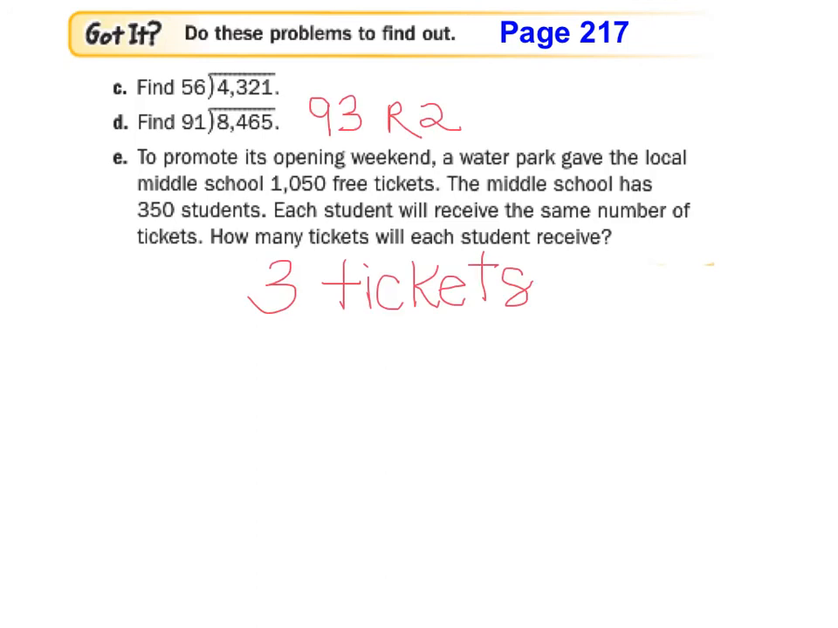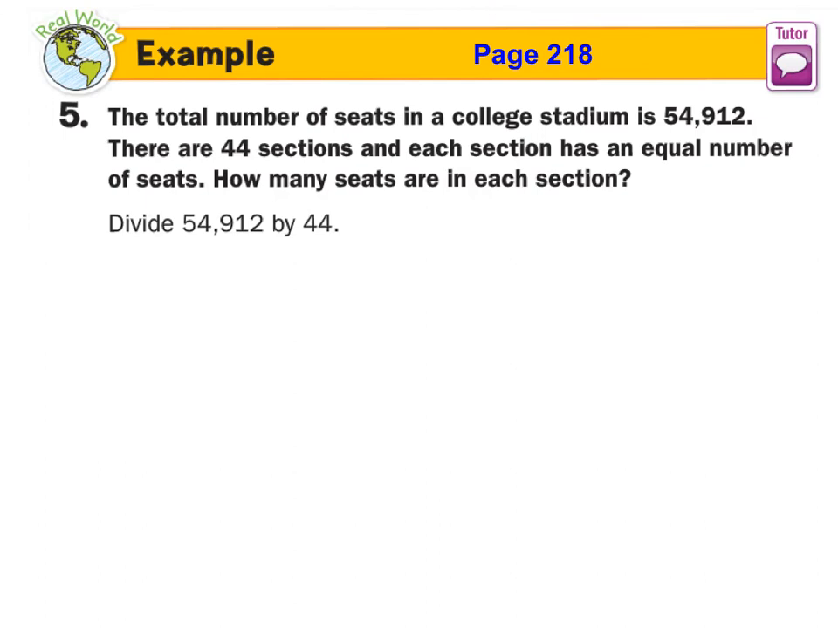Alright, for letter D, you should have gotten 93, remainder 2. And for letter E, each student would receive 3 tickets. One more example for us. This has a 5-digit dividend and a 2-digit divisor, but we're just going to still do the same thing. Hang with me and do one more example with me.